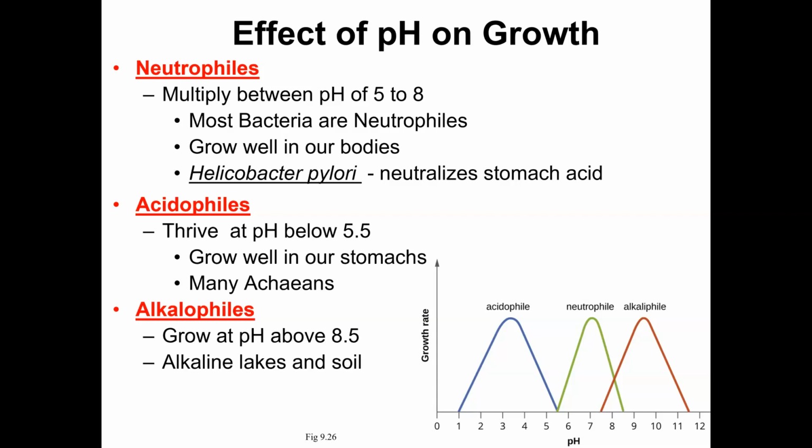All right, so acidophiles, name implies it, right? They prefer acidic pHs. What we got here? Below 5.5, down to actually near 0. Many bacteria are acidophiles, and there are a number of archaeans that will grow near 0.